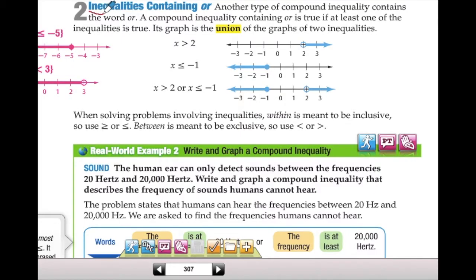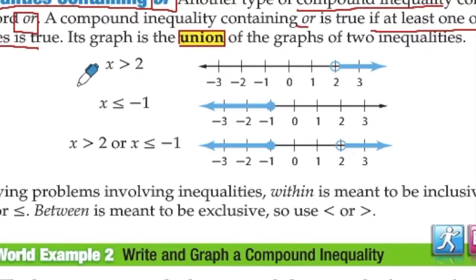In Lesson 5.4, we also have inequalities containing the word or. So another type of compound inequality contains the word or. And a compound inequality containing or is true if at least one of the inequalities is true. Its graph is the union of the graphs of the two inequalities. So right here we have x is greater than 2, open circle at 2, arrow to the right. X is less than or equal to -1, closed circle, arrow to the left. And so x is greater than 2 or x is less than or equal to -1 is graphed here.